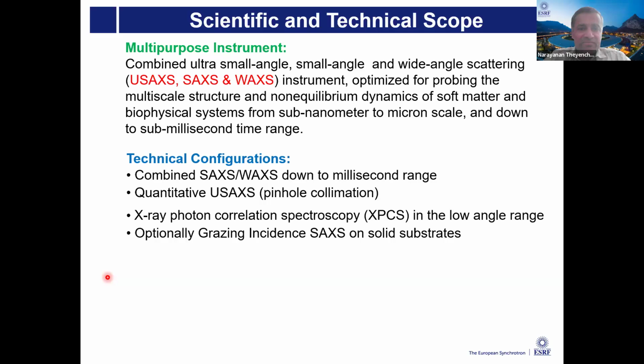The high degree of collimation in the USAXS also makes the beam reasonably coherent. So we can do X-ray photon correlation spectroscopy in the ultra small angle range, complementary to what is done at the ID10 beamline. So we can probe equilibrium and out of equilibrium dynamics with XPCS.